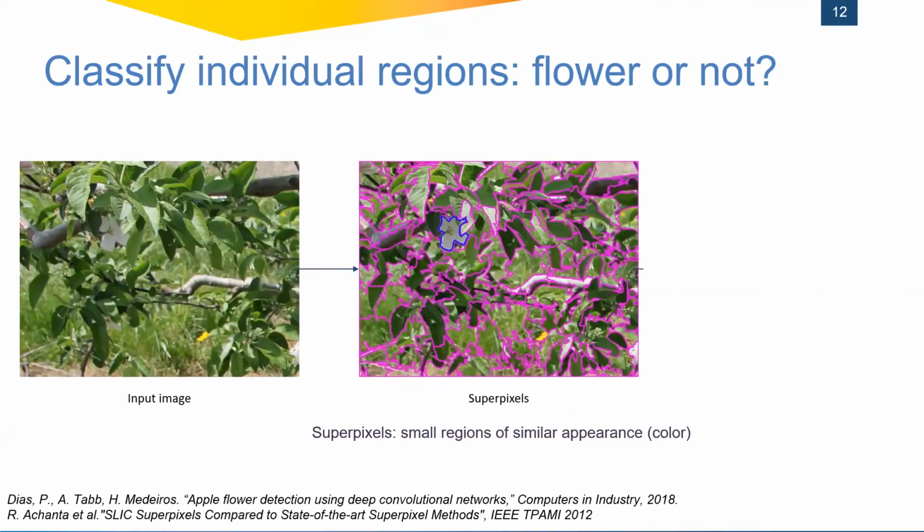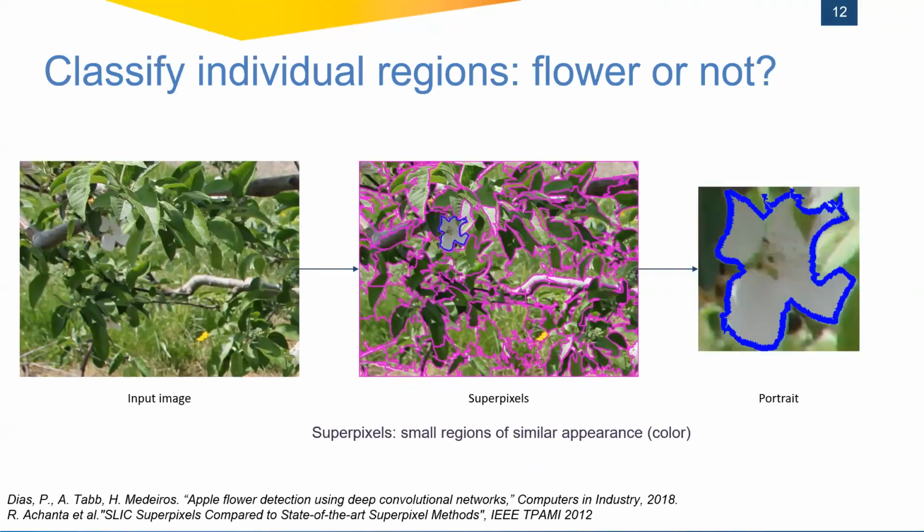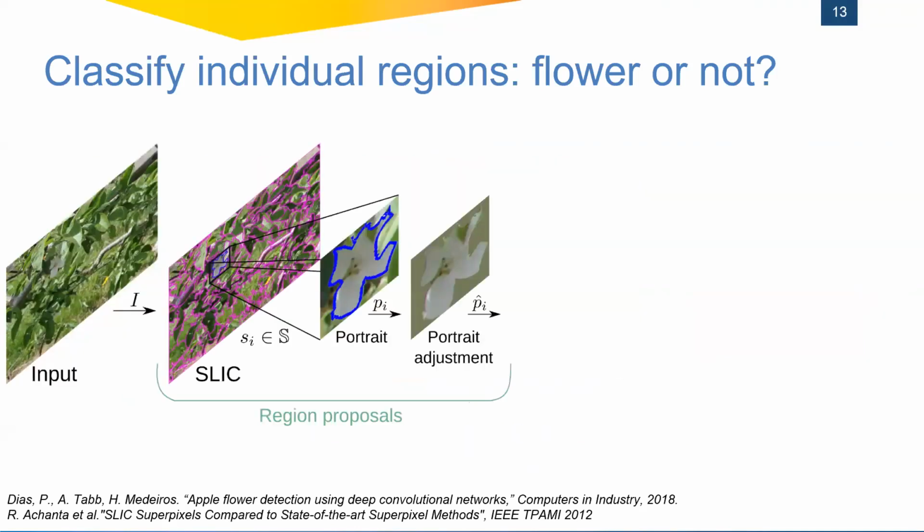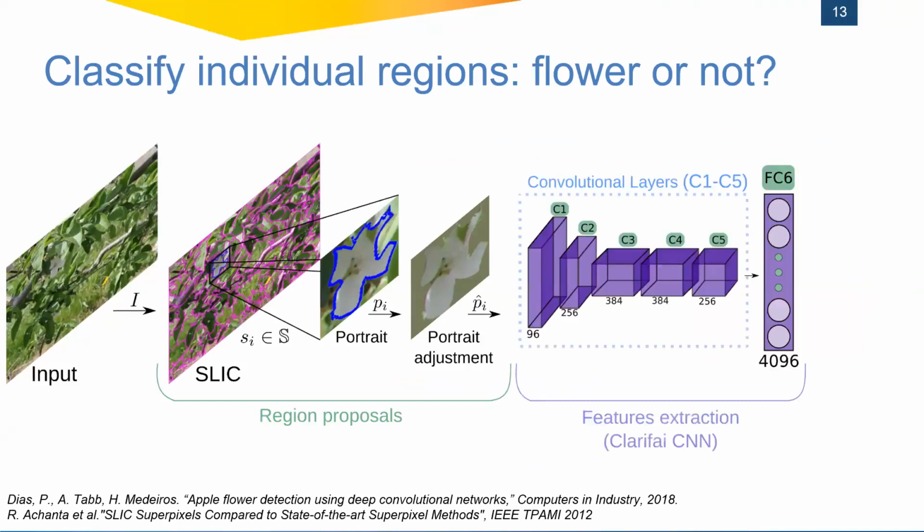Superpixels essentially are clusters of pixels that are nearby each other and share similar colors, like it's illustrated here by these boundaries in pink. So we have, for example, this superpixel attaching well to our flower in this image. And what we do is that we evaluate each superpixel individually using a classification network. So we build portraits around each of those superpixels. And then we evaluate them using a classification network.